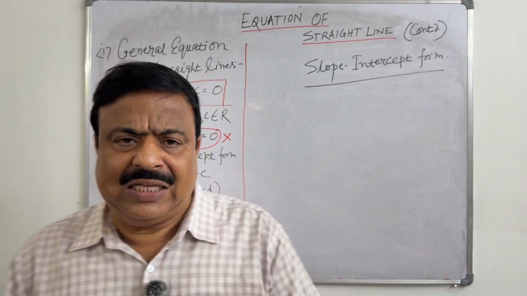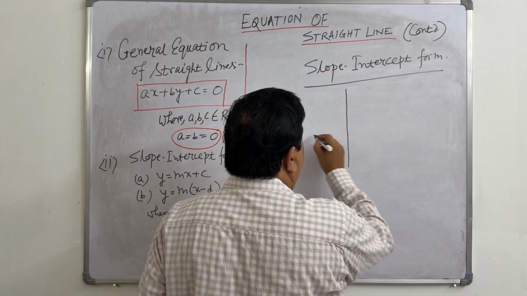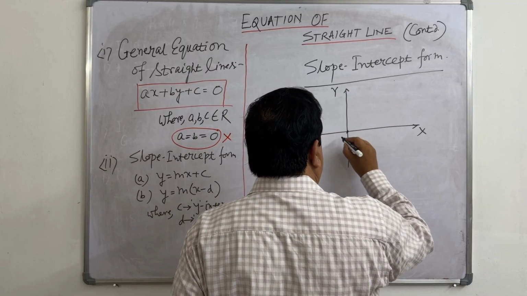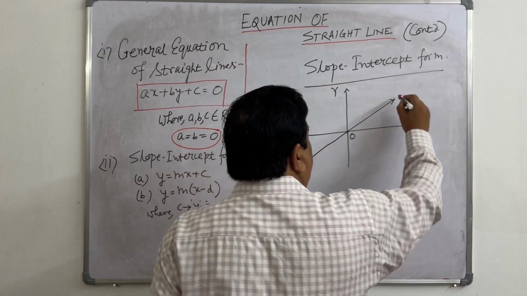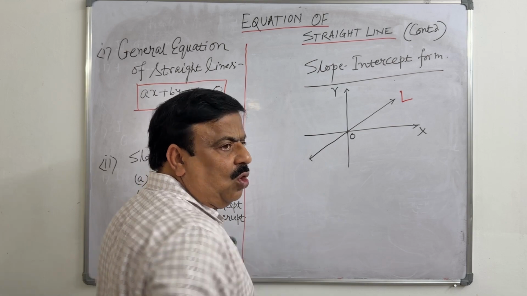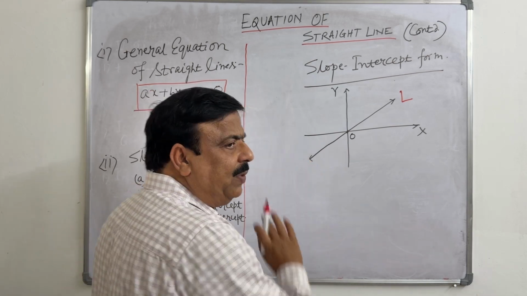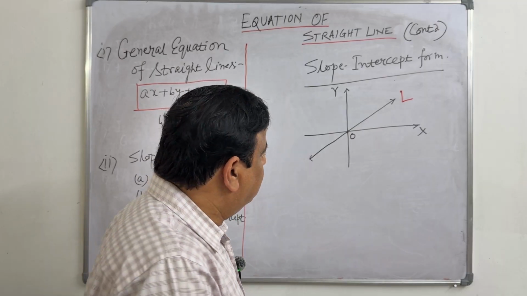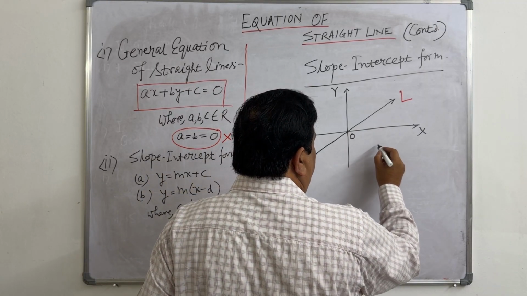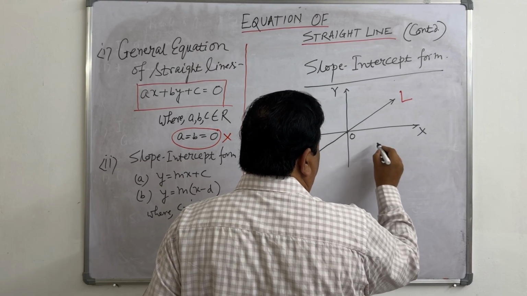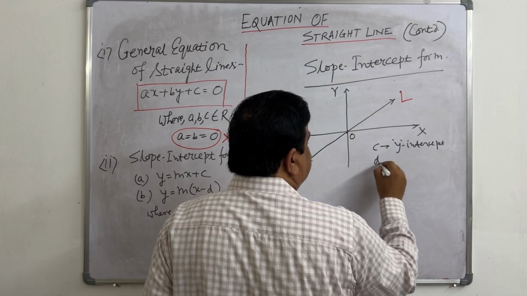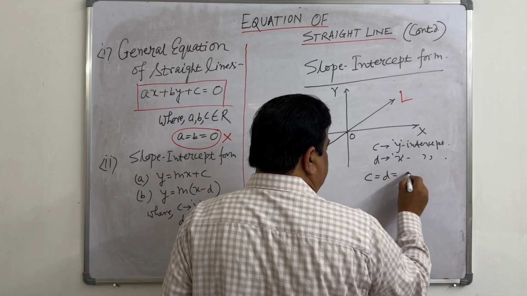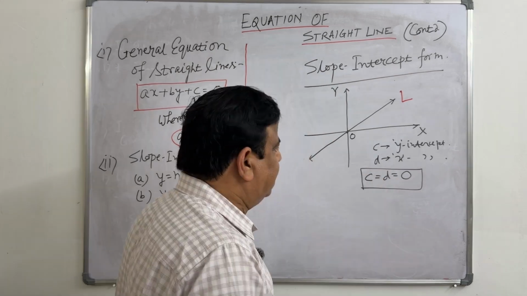Okay. So there is another question: if the line, this is the x-axis, this is the y-axis, this is your origin. If the line, say L, passes through the origin, then what will be the equation of this line? In the previous session I said that if a line passes through the origin, then the y-intercept and x-intercept will be what? 0. c is the y-intercept, d is the x-intercept, and c is equal to d is equal to 0 in this case if the line passes through the origin.